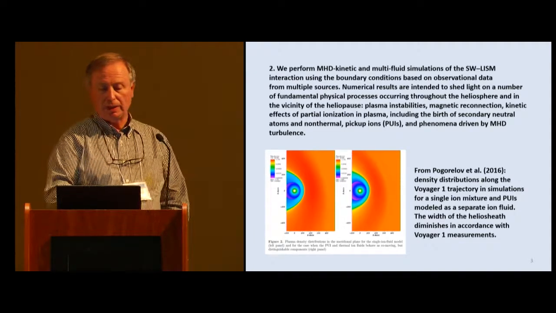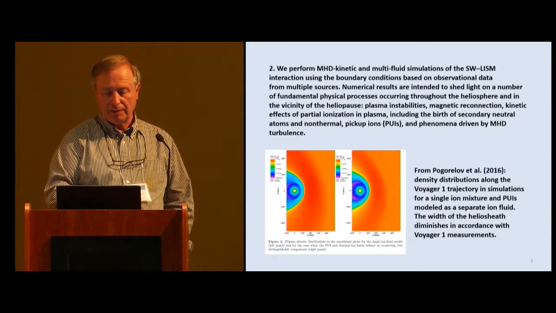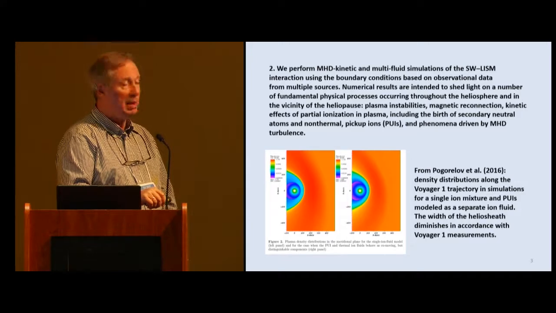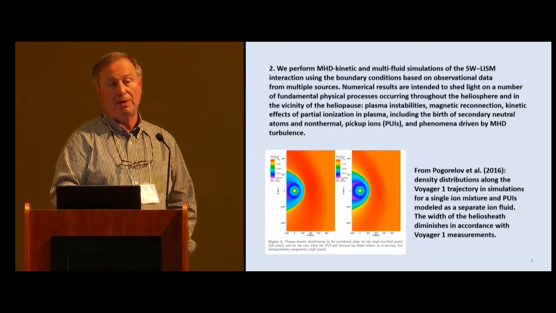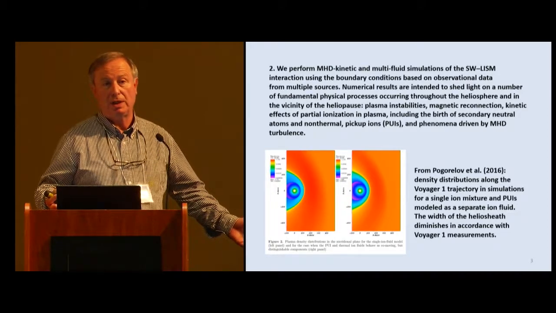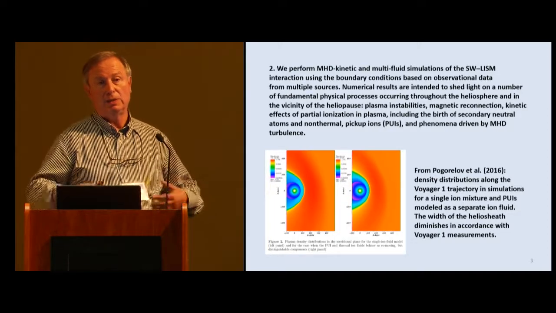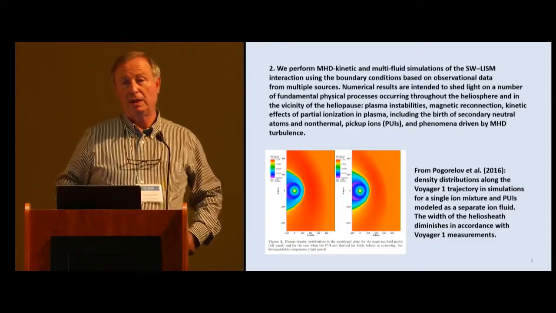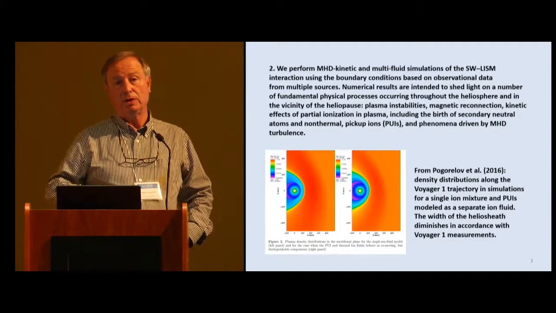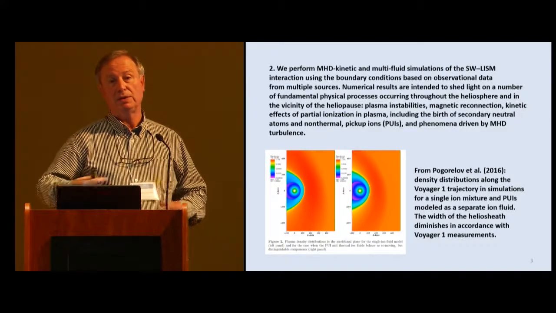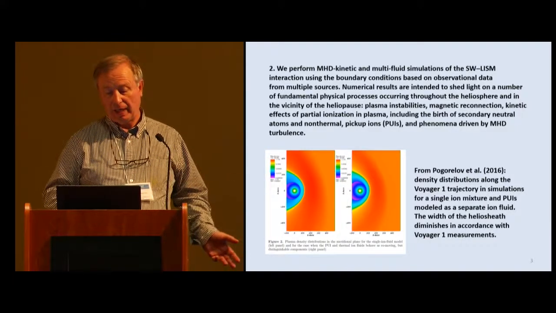One of the solutions is this one, when pickup ions are treated separately. Otherwise, if they're not treated separately, they become part of the mixture, and so some average temperature is established. It was found that in this case, the termination shock goes further from the Sun, the heliopause moves closer to the Sun, so the width of the heliosheath can be different.